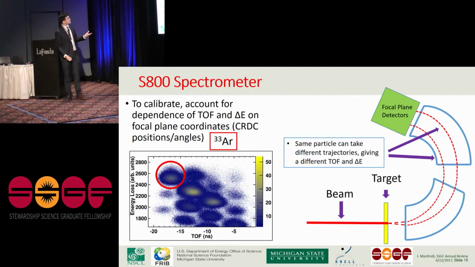But after we do those, we get a very nice looking PID spectrum. All these individual blobs correspond to different isotopes. So then if we care about the argon-33, for instance, we just draw a gate around that, and we've significantly cleaned up our data set.